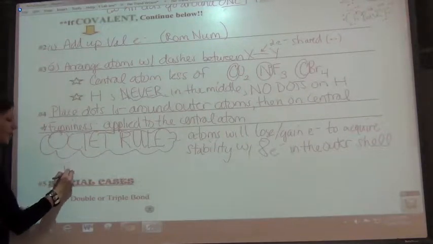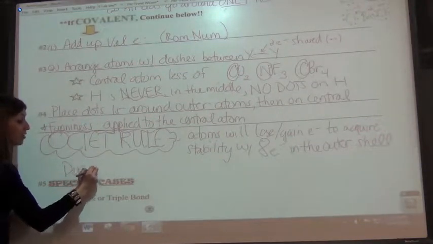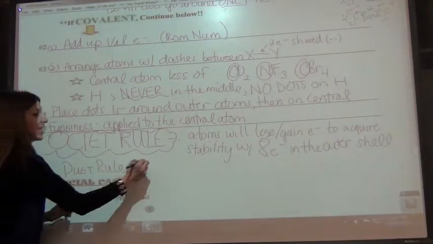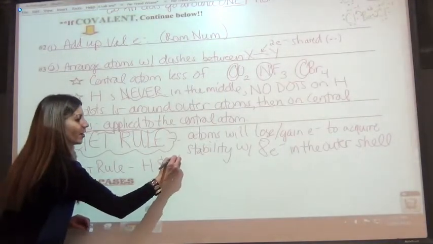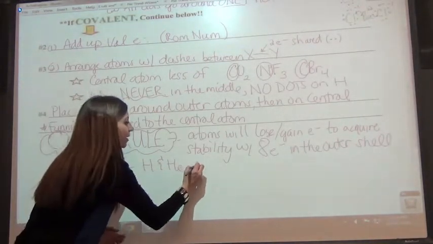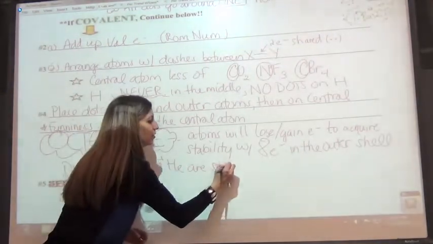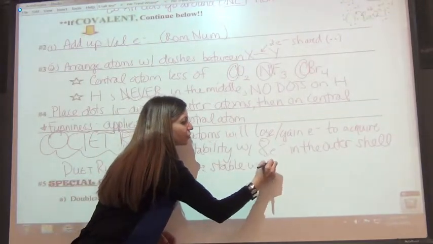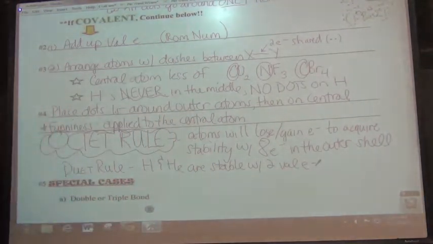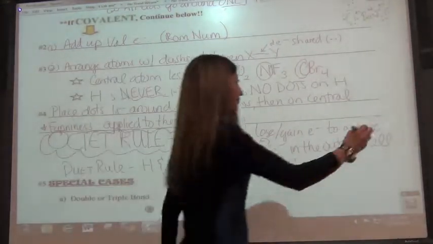And then right under it, I'm just going to write, smaller, the duet rule. And the duet rule is basically just that hydrogen and helium are happy with how many? 2. They are stable with 2 valence electrons. Okay, they're stable with 2 valence electrons.